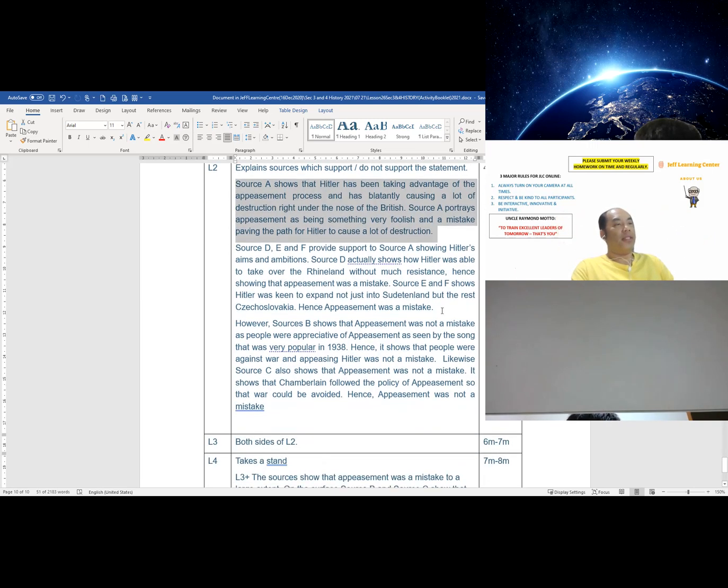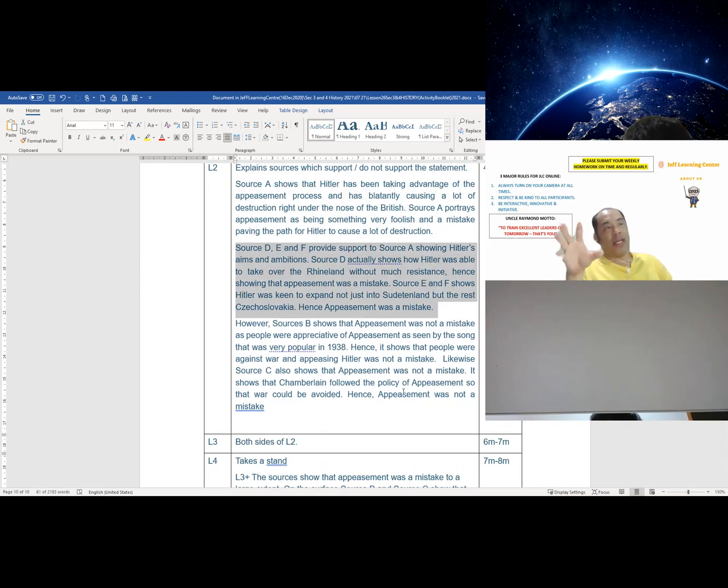Sorry. Now D and E. Stop me if you are not sure how. Okay, so I'm going to go a bit quickly. Sources D, E, and F provide support to source A. So these three support A is straightforward, showing Hitler's aims and ambitions. Okay, it's all obvious right now. Right now, Hitler's aims and ambitions. Same, okay, you can change to Stalin's aims and ambitions.